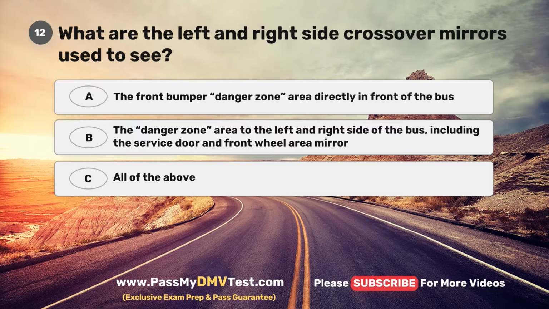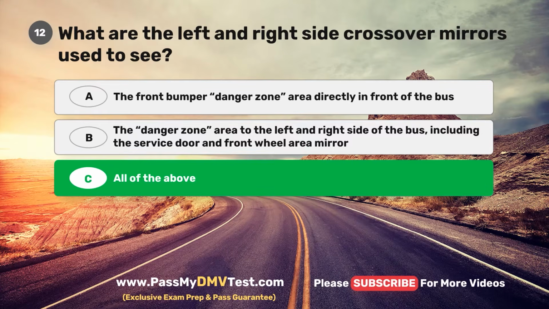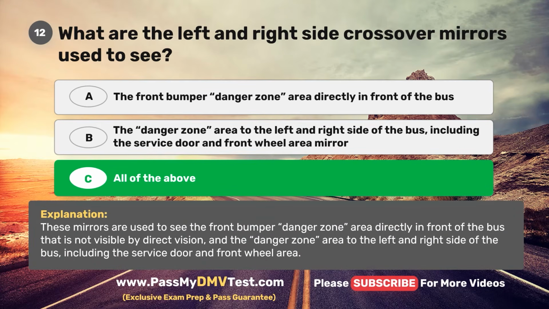The danger zone area to the left and right side of the bus, including the service door and front wheel area mirror. C. All of the above. The correct answer is C. All of the above. These mirrors are used to see the front bumper danger zone area directly in front of the bus that is not visible by direct vision, and the danger zone area to the left and right side of the bus, including the service door and front wheel area.